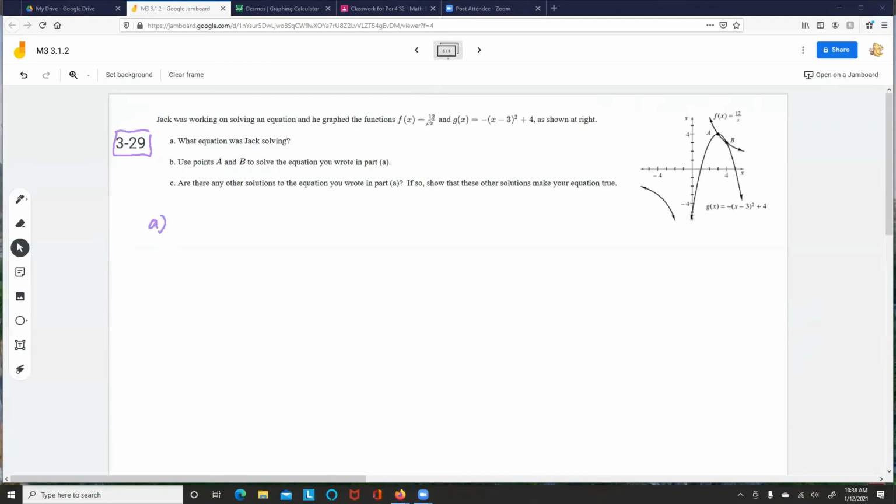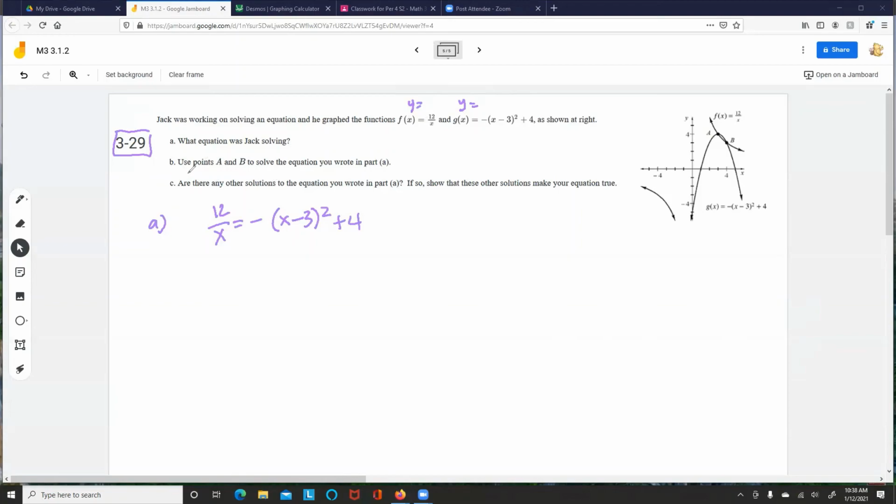So 29a, we have to set these equal to each other, right? This is like y equals 12 over x, and this is y equals this. So we have to set them equal to each other. So 12 over x equals negative x minus 3 squared plus 4. That's how we set it up. We set the two equations equal to each other, and we solve it for x. The y's are now gone.